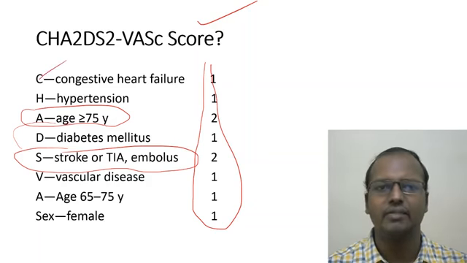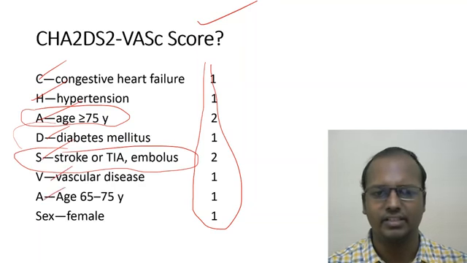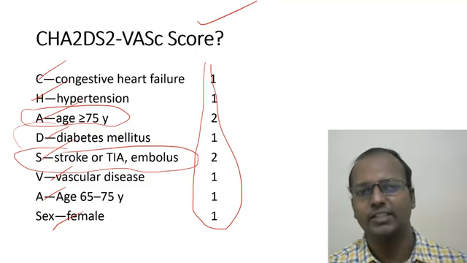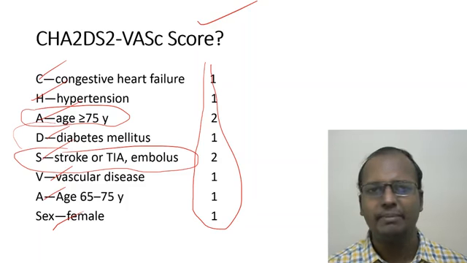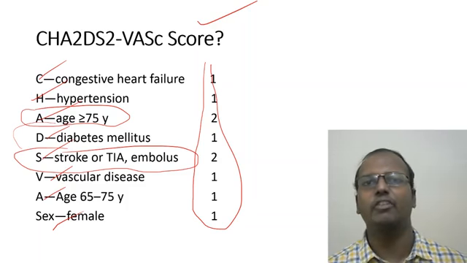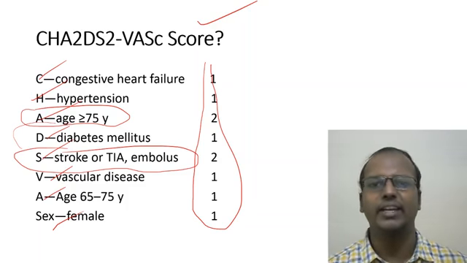C for congestive heart failure, H for hypertension, A for age more than or equal to 75 years, D for diabetes, S for stroke, TIA or embolus, V for vascular disease, A for age 65 to 75, and S for sex. That is female sex especially. This is a scoring system which can be employed in a patient with non-valvular atrial fibrillation to decide whether this patient will need an anticoagulant or not.